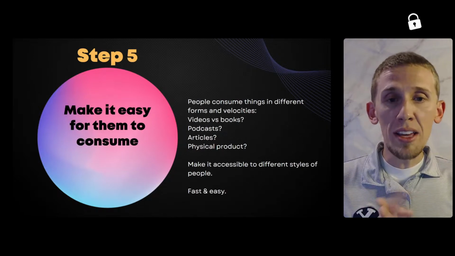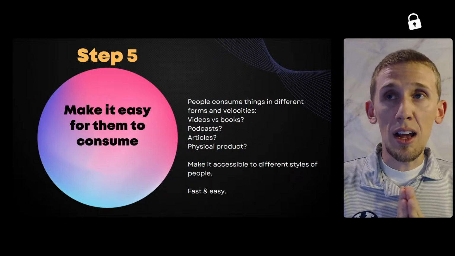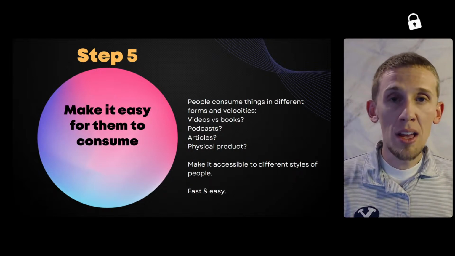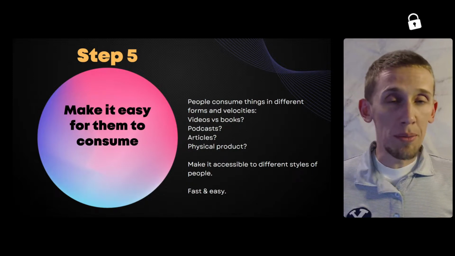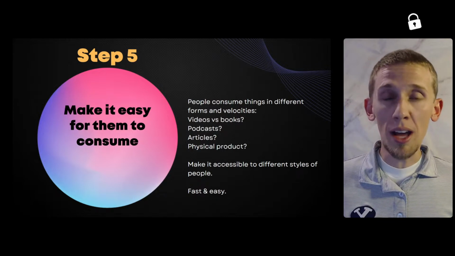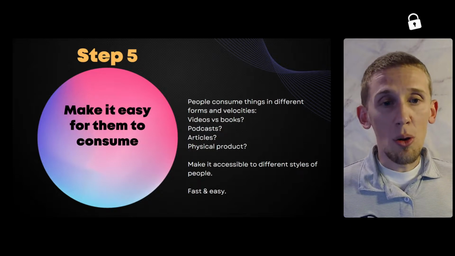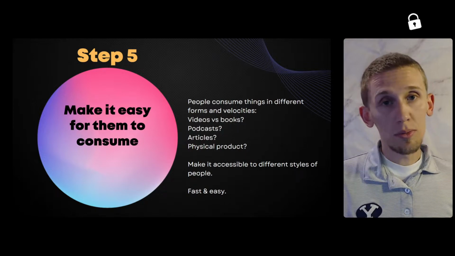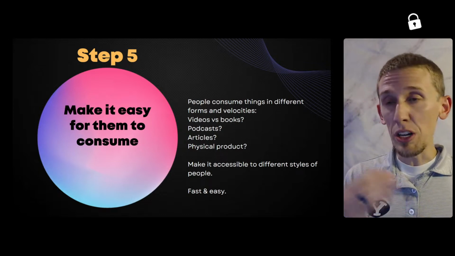Step number 5 is make it easy for them to consume. So think of Apple, for example. Apple, like iPhones, iPads, computers, things like that. When someone buys a new iPhone, do you ever open up the instructions to see how to operate it? Chances are probably not. You know how to use an iPhone. They make it easy for that person to consume. So there are different ways that people consume things. Do you watch videos or do you read books? Do you read articles?